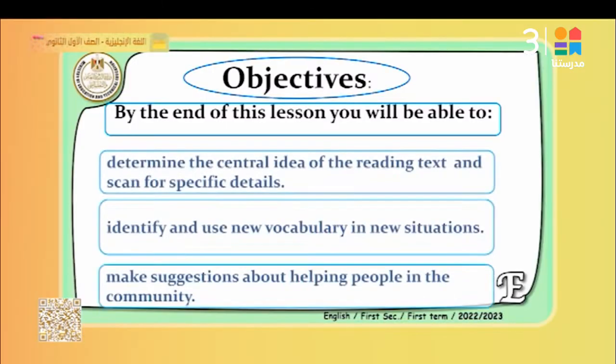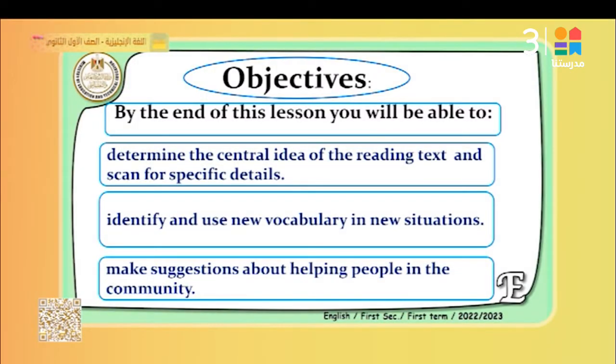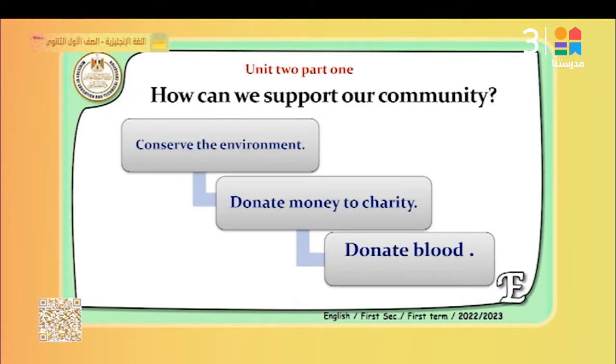By the end of this lesson, we are going to determine the central idea of the text, identify the new vocab, and suggest ways to help people around us. How can we help the people around us? Of course, we can do many things to help the people in our community. What does it mean, community? Community means the people living around us. How can we offer them help?